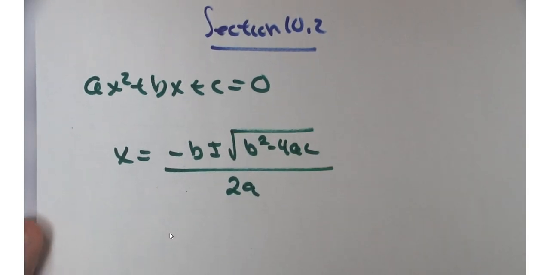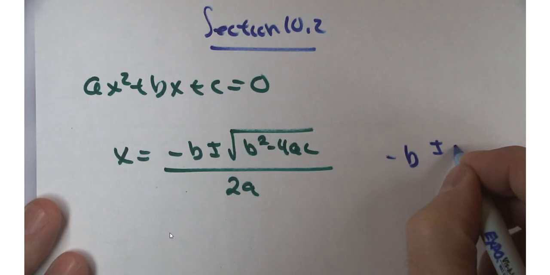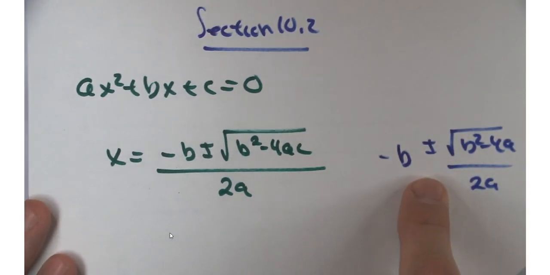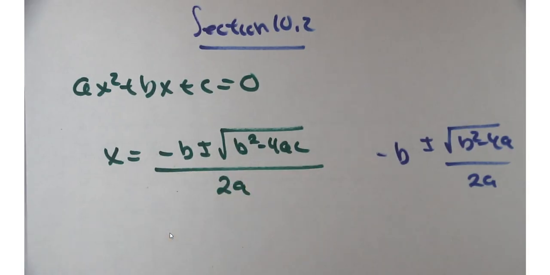divided by 2a. Now, typically speaking, I ask you to write down the formula on the test. It's 2 points. I want to see if you've taken the time to memorize this accurately and completely. Some of the typical mistakes I see are this: negative b plus or minus square root of b squared minus 4ac over 2a. Leaving that b out in space is bad. It changes your answer. That b, that negative b, needs to be divided by the 2a.